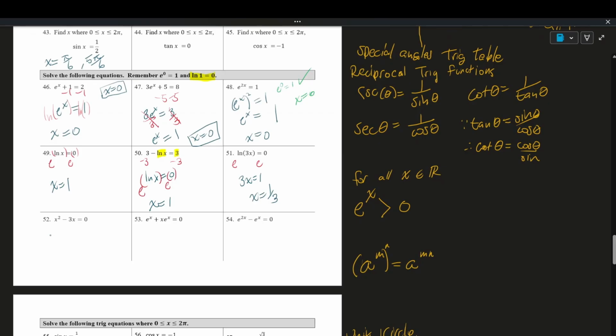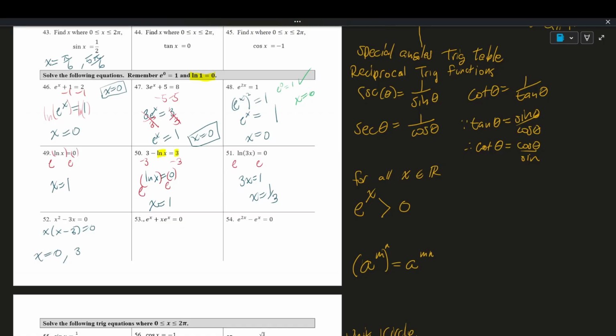Okay. 52. They want us to solve these equations. This is a quadratic. So please remember how to factor polynomials. This one does not have a c value, so this can be quickly factored into x and x minus 3 equals 0, giving us our solutions x equals 0 and 3.